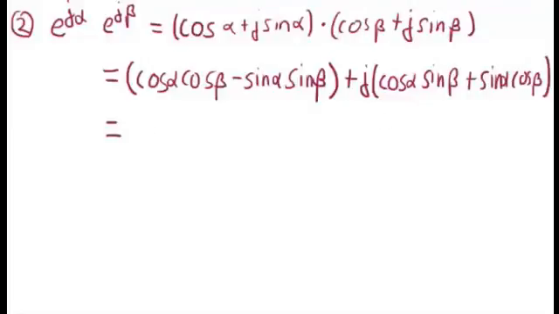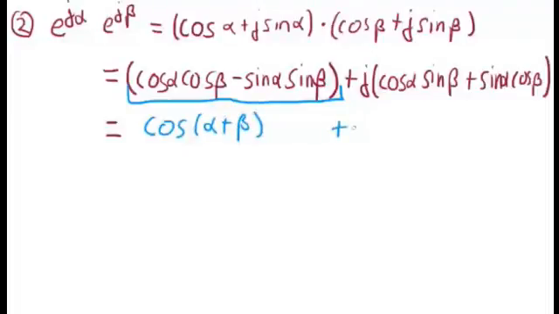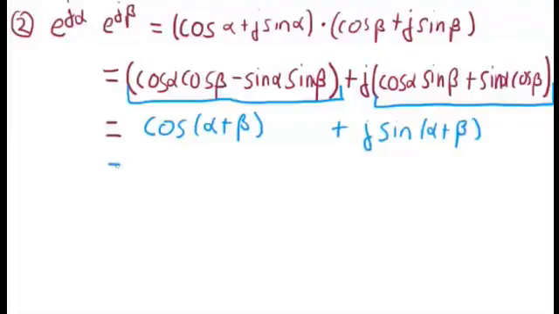Now we have to look at each term and recognize the trig identity. The real part is the cosine addition formula, so that expression becomes cosine of alpha plus beta, and then plus j times the sine addition formula, sine of alpha plus beta. And now once again, by definition, Euler's formula says that cosine alpha plus beta plus j sine alpha plus beta is none other than e to the j alpha plus beta. So there we've shown it. The law of exponents holds.